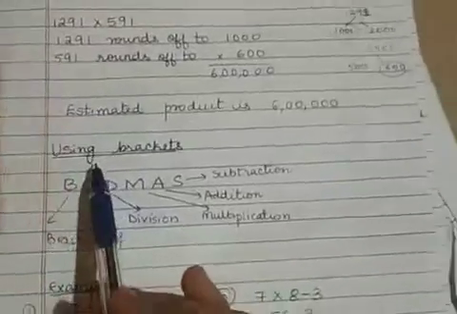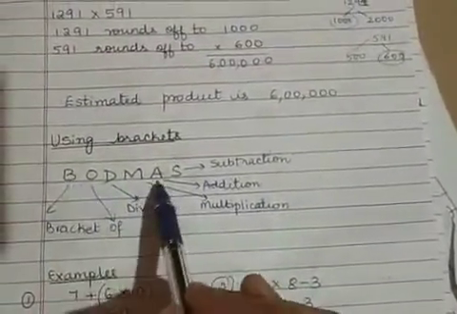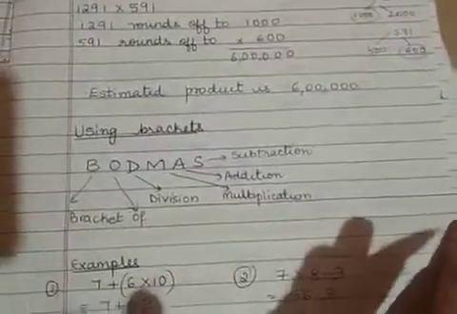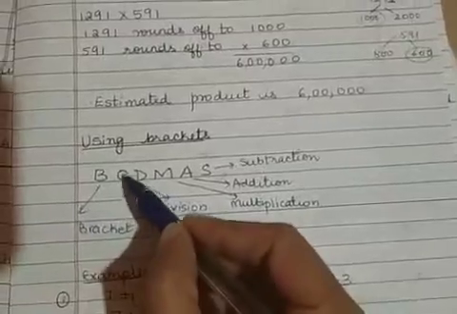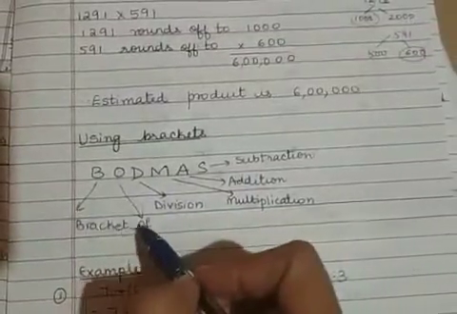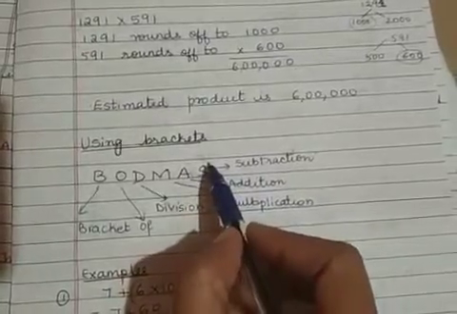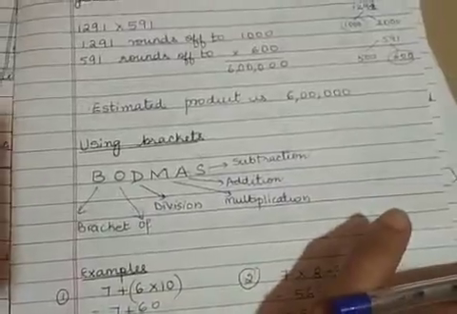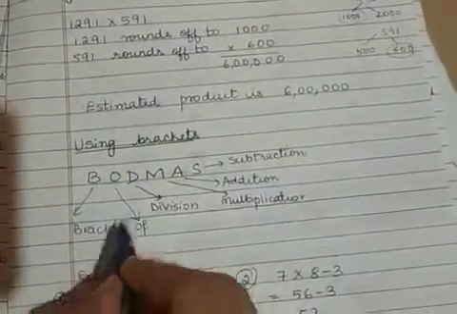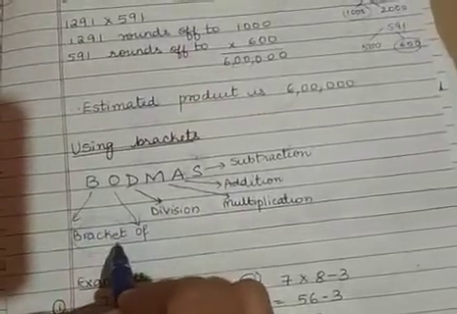So you must have come across this rule called BODMAS. This is nothing but, if you have to perform certain operations on numbers, then first you have to solve the bracket. So this stands for bracket, division, multiplication, addition and subtraction. So if you are given a problem with more than one operation, and there are brackets in it, then first you have to solve whatever is inside the bracket.